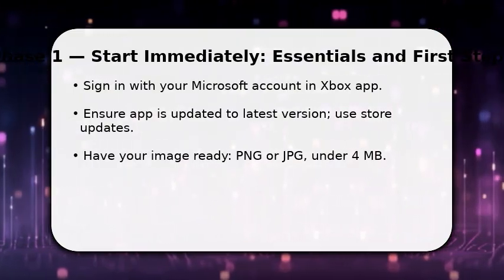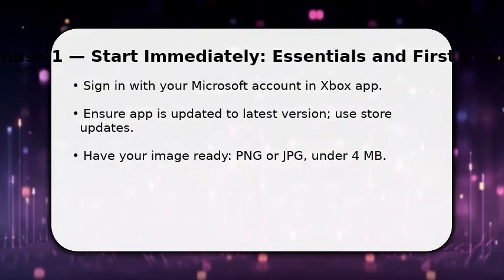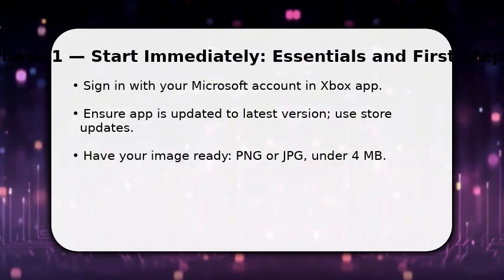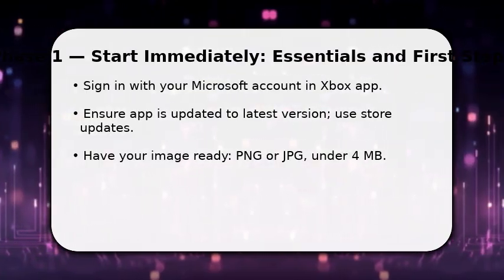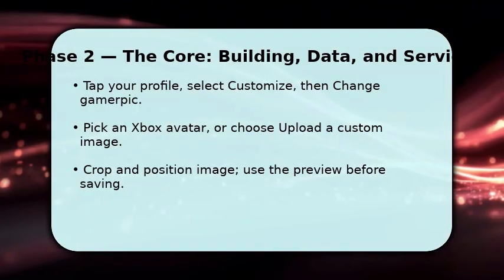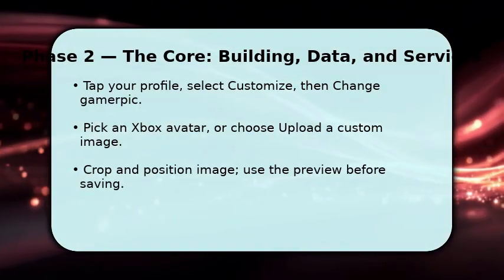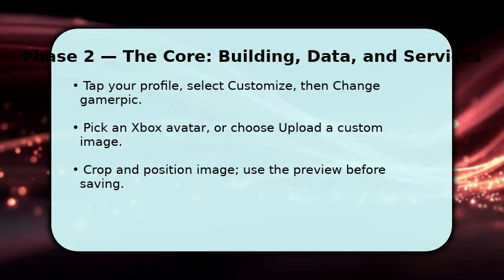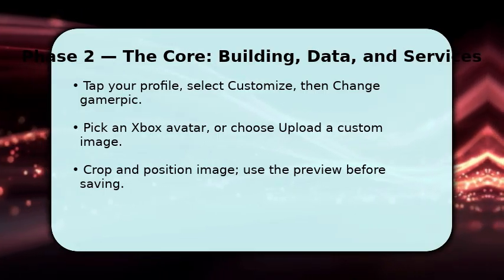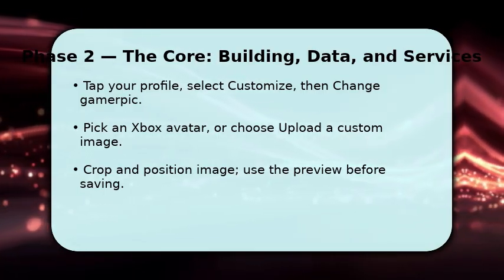Now navigate to your profile icon in the top left. This first move gets you into profile controls, which is where changing a Gamerpic actually begins. Once inside Customize, you tap Change Gamerpic to see options. You can pick an Xbox avatar for consistency or select Upload a custom image for something unique.